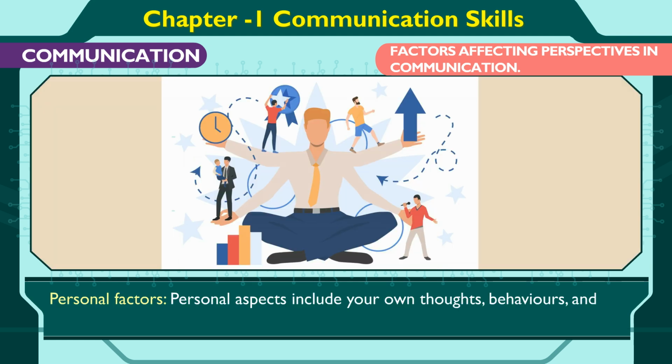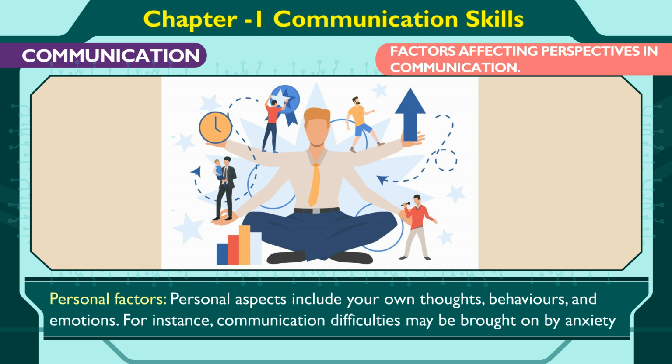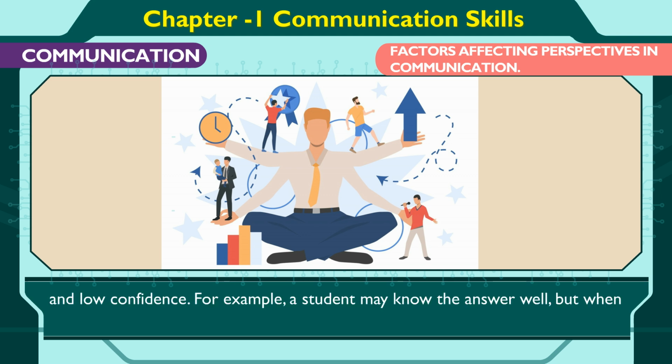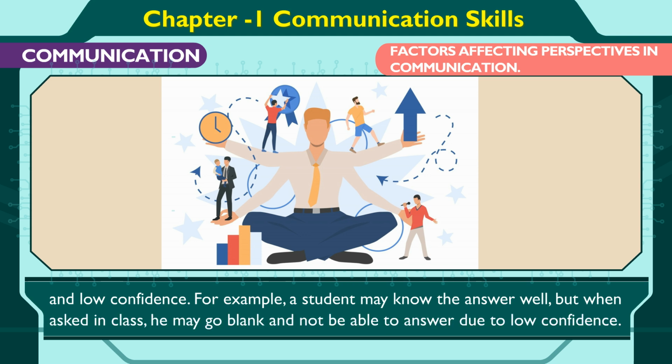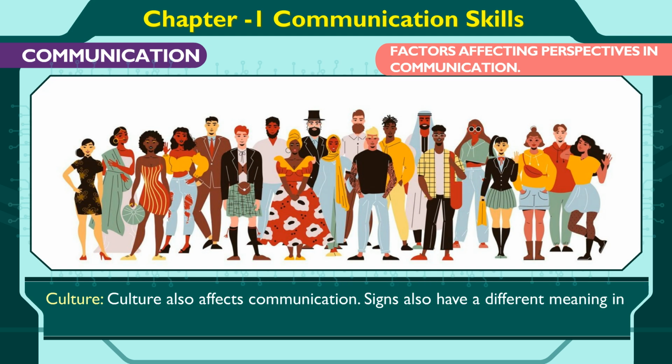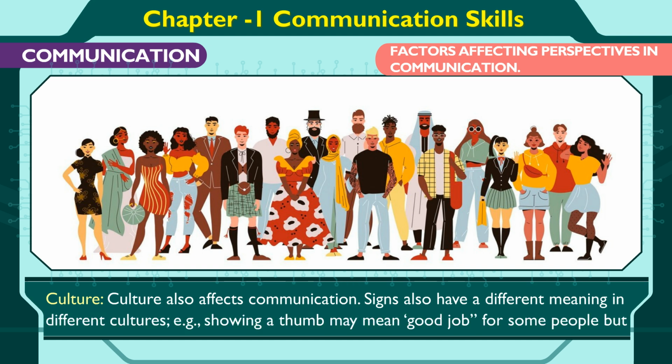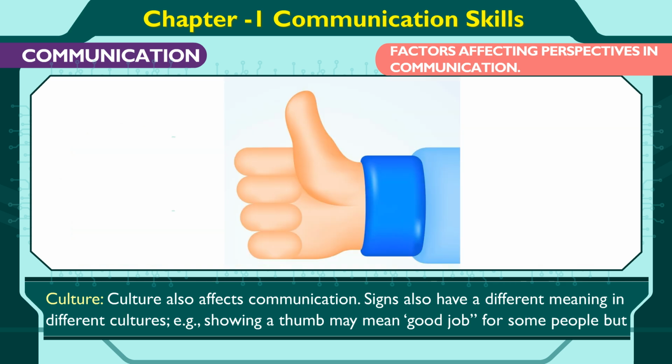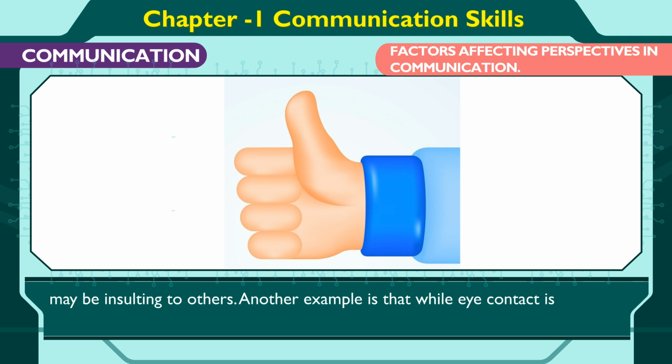Personal factors. Personal aspects include your own thoughts, behaviors, and emotions. For instance, communication difficulties may be brought on by anxiety and low confidence. For example, a student may know the answer well, but when asked in class, he may go blank and not be able to answer due to low confidence. Culture. Culture also affects communication. Signs also have a different meaning in different cultures. For example, showing a thumb may mean good job for some people but may be insulting to others.